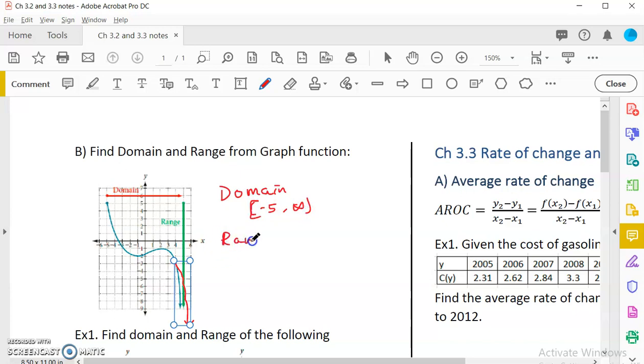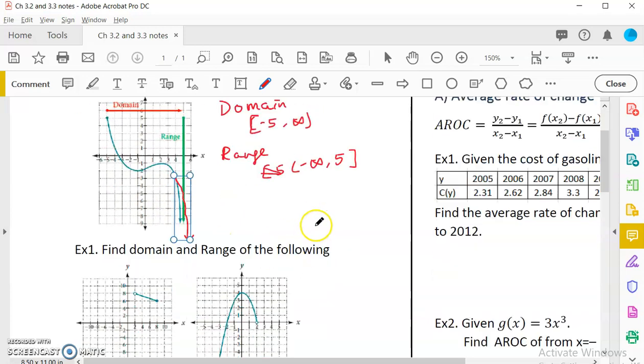For range, because it starts from this point, there's no y value above this, and this is also 5. You see the y value is 5, and it's going down, so the range is from negative infinity all the way to 5, where it stops. When you look at range, you're looking at the y value. The highest point is 5 and the lowest point is negative infinity. So that's how you do it. You basically analyze your graph and look at what the x and y are.